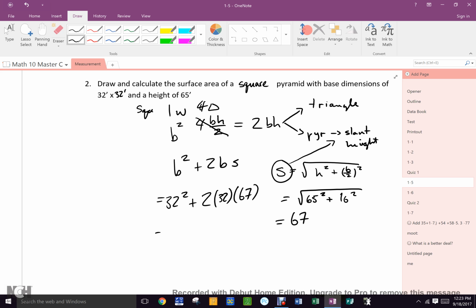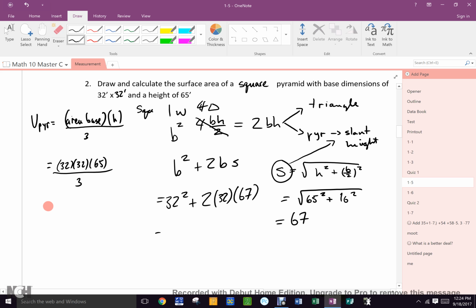It's a pyramid, yes? So how do I find the volume of every single pyramid? It's area of the base times what? The height, but since it's a pyramid, I got to divide by 3, yes? So we know the pyramid that we have here is starting with 32 by 32, yes? So what's the base? 32 by 32. And what's the height? 65. And then what do I have to do with that whole number? Divide by 3. Not negative 3. 3.